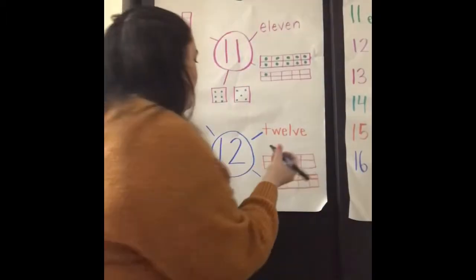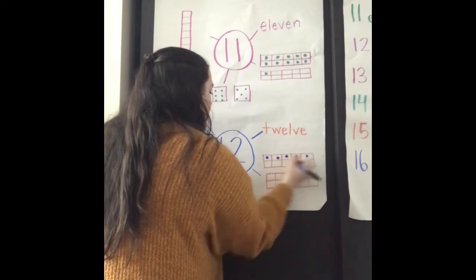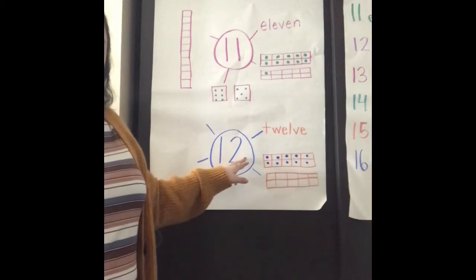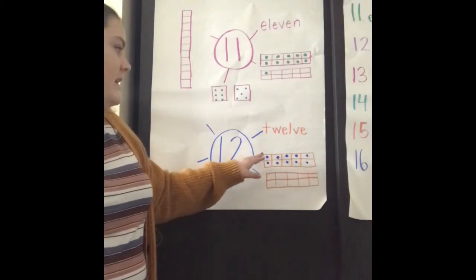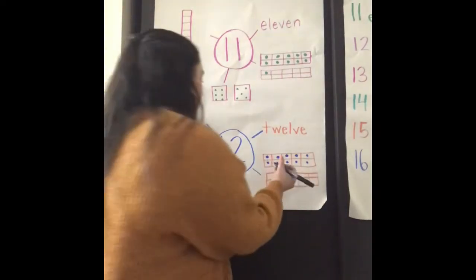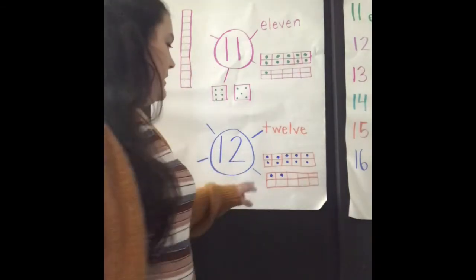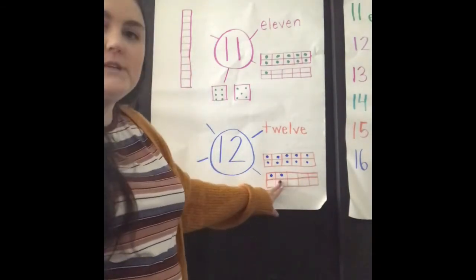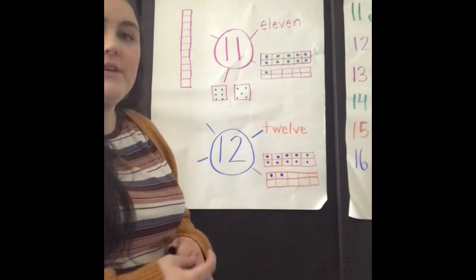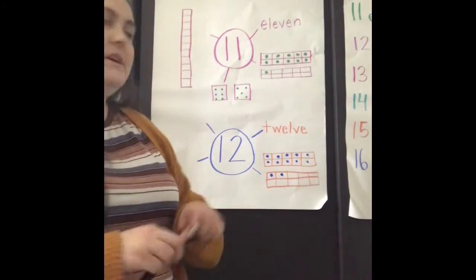I'm going to fill in the whole first 10 frame. Okay. I know that's how many. It's 10. So now I start at 10 and I say 10, 11, 12. So now I can see that I needed 2 more dots to equal 12. And I didn't have to count all of it because I just started right at 10. I already knew that that 10 frame had 10 dots in it.